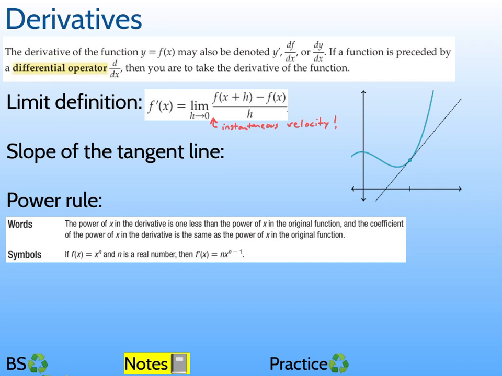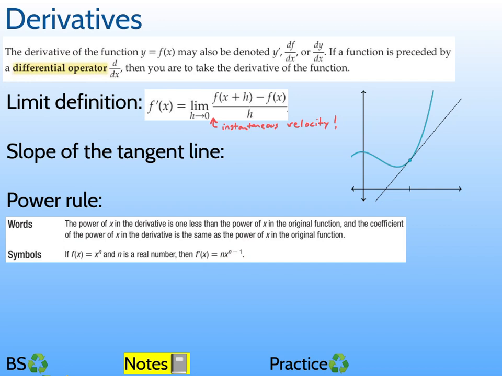Now, let's figure out how to do it. That feels more important. So, there's a power rule for very basic derivatives. And the rule is this. The power of x in the derivative is 1 less than the power of x in the original function. So basically you take whatever the power is and reduce it by 1. And the coefficient of the power of x in the derivative is the same as the power of x in the original function. Some kind of weird words, but think of it this way. If you have x to the n, what you do is you take that n, you move it out front as a coefficient, and then you subtract.